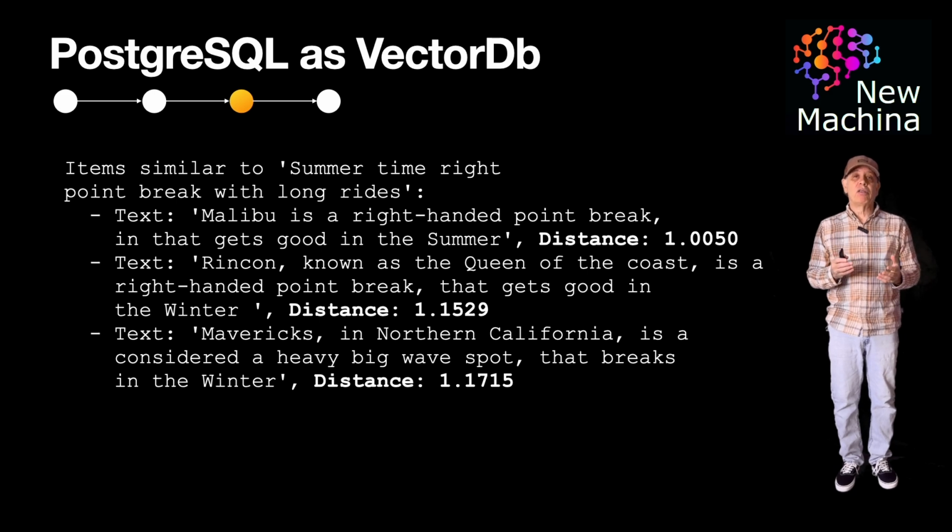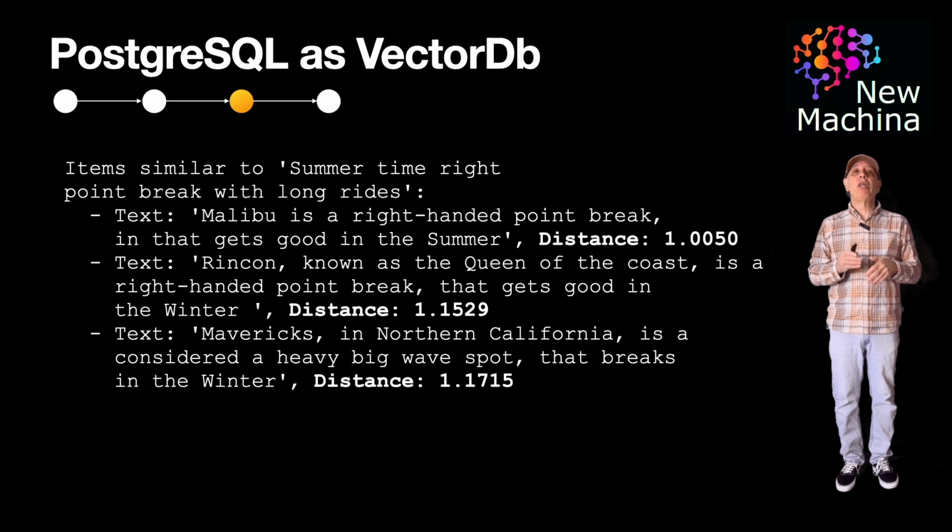The text embeddings with the smallest similarity distance are closest to the query embedding and therefore most similar to the query text. So the text Malibu is a right-hand point break and gets good in the summer is the closest text to my original query. So now you've seen how easy it is with the right setup and tools to implement similarity search with PostgreSQL. Note, if you'd like to download this code example, the GitHub link is in the YouTube description.